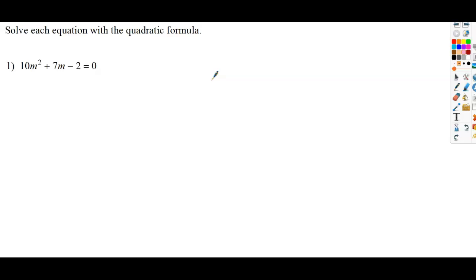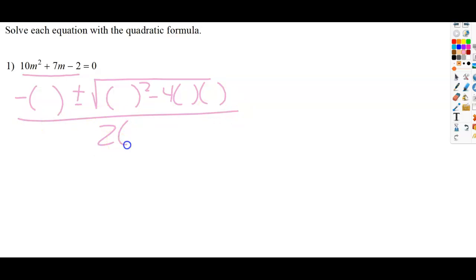So I want to solve for m. I have a quadratic equation here in standard form that's equal to 0. The first thing we're going to do is set up our formula. B goes in the first two spots, A goes in the next spot as well as on the bottom, and then the last spot is for the C. And then we're going to simplify.